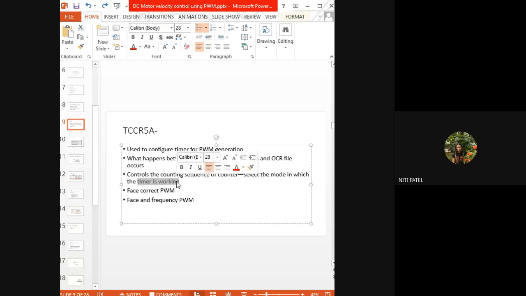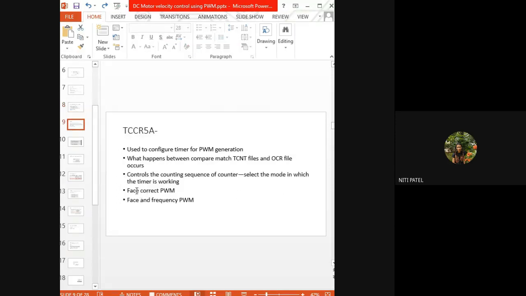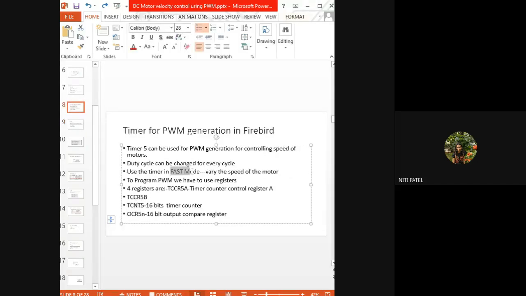It can work in phase correct PWM mode. It can work in phase and frequency PWM mode. It can work in this fast mode also. So these are the different names of the modes. एक तो है phase correct, एक है phase and frequency. सबका काम अलग अलग है. But fast mode का काम क्या है? To vary the speed of the motor. Therefore, we are going to select this particular mode.